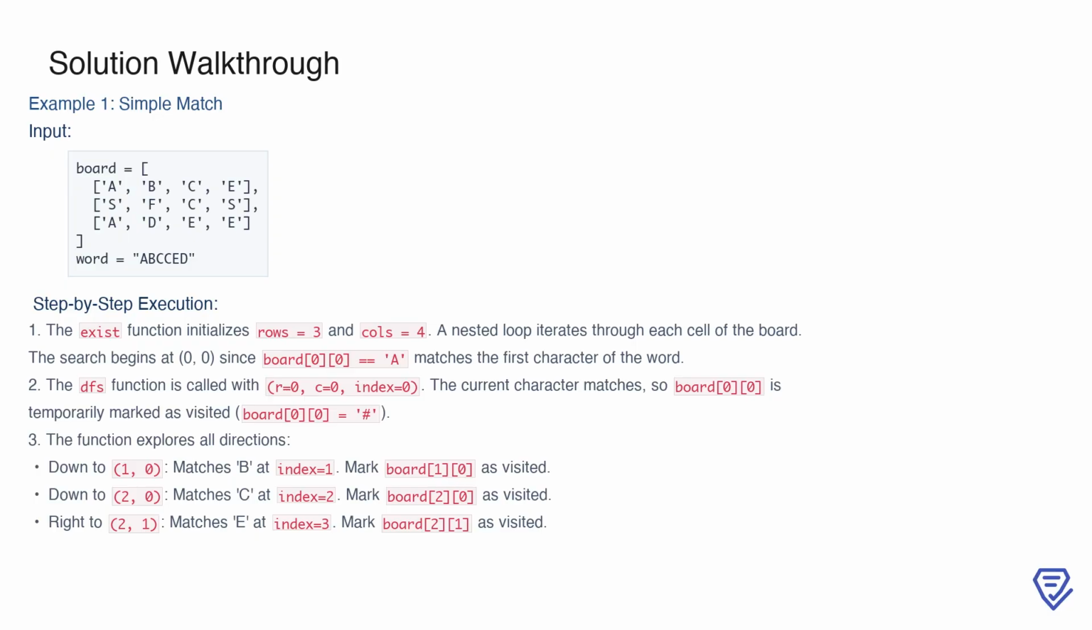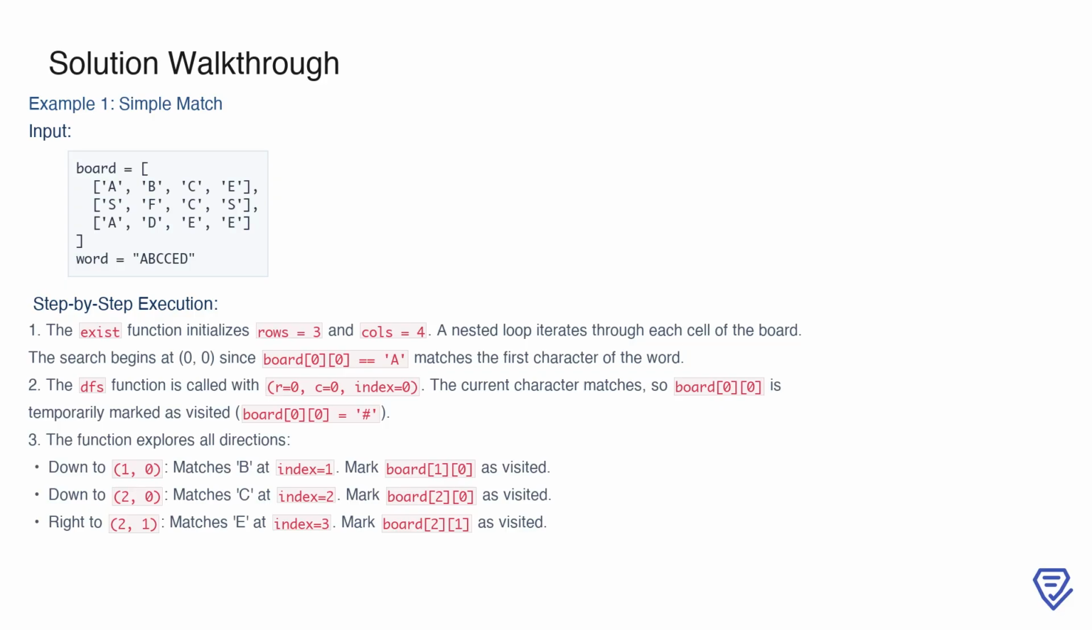Starting with example 1, we are given a 3x4 board and the word apt. The exist function first calculates the dimensions of the board, setting rows to 3 and cols to 4. It then begins iterating through each cell to find the starting point of the word. At 0, 0, the cell contains a, which matches the first letter of the word. This triggers the depth-first search, or DFS, function, starting with r equals 0, c equals 0, index equals 0. Here, the character matches, so the cell is temporarily marked as visited by replacing it with hashtag.